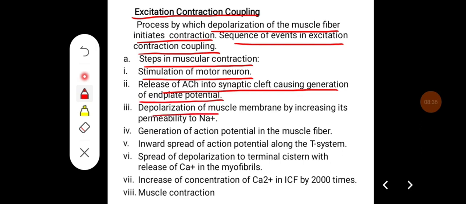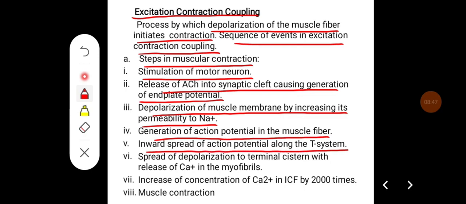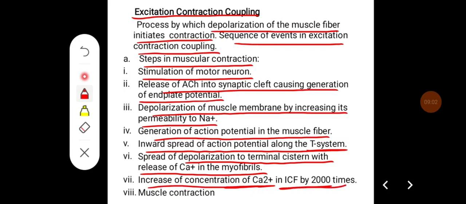Then there will be depolarization of the muscle membrane by increasing its permeability to sodium. Then there will be generation of an action potential in the muscle fiber. Then there will be inward spread of the action potential along the T system. Then spread of depolarization to the terminal system with the release of calcium in the myofibrils. Then there will be an increase in the concentration of calcium in the intracellular fluid by as much as 2000 times, which is going to lead to muscle contraction.